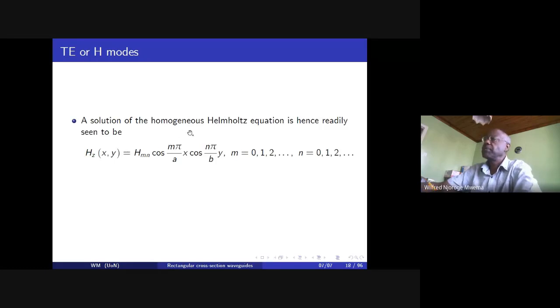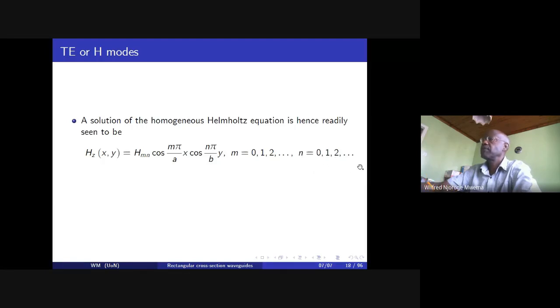So the solution of the homogeneous Helmholtz equation is then readily seen to be a cosine function, so that when we differentiate it with respect to x and y, we get the sines that will make the E field vanish. And therefore, Hz must be given by H_mn cos(m pi x by a) cos(n pi y by b), where m pi by a is kx, the separation constant in the x direction, and n pi by b is ky, the separation constant in the y direction. m can be 0, 1, 2, up to infinity. n can be 0, 1, 2 to infinity.